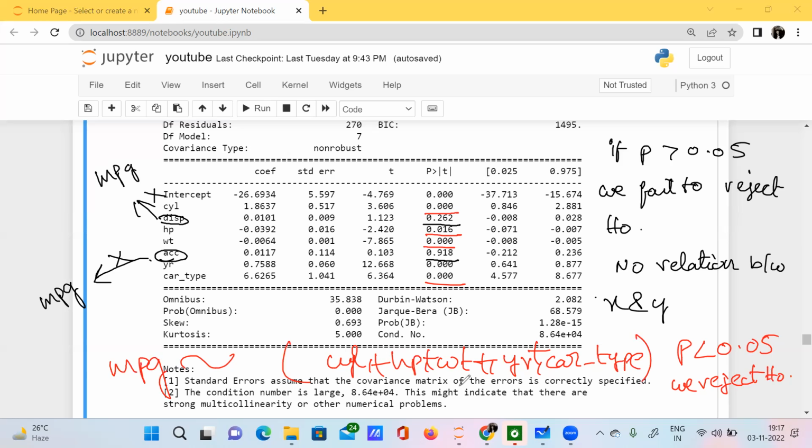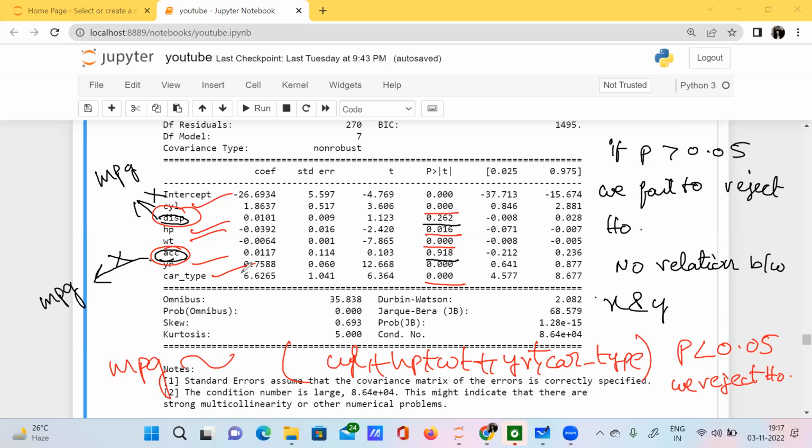So how to proceed for now? We will drop the displacement and acceleration columns from our data frame, right? So we will drop displacement and acceleration from our columns, and we will create the data frame with the remaining variables, that is cylinder, horsepower, weight, year, and car type. Okay, and then we will recreate the linear regression model.